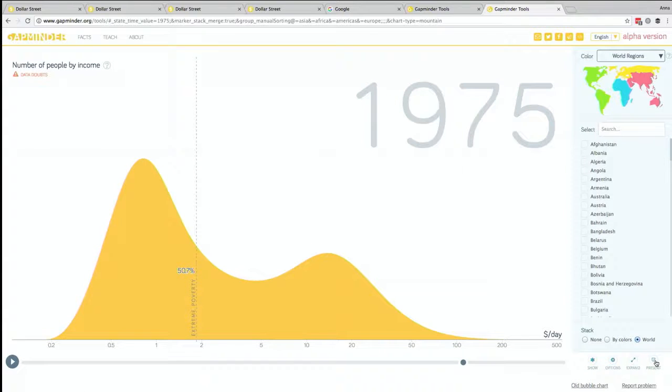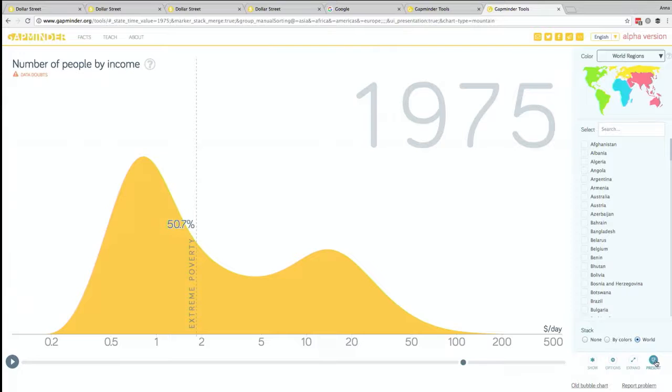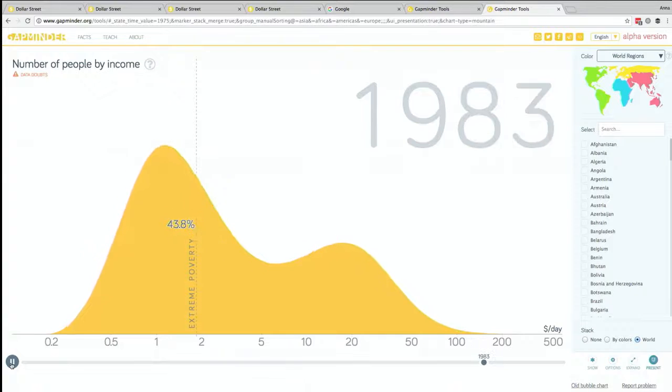This shows the number of people on different income levels when I was born in 1975. There were two worlds, right? The poor, this hump down there in extreme poverty, 50% roughly, and then there were the rich, and I was lucky enough to be born among the rich. This worldview of a divided world is maintained in media and in school books, but the world itself changed.